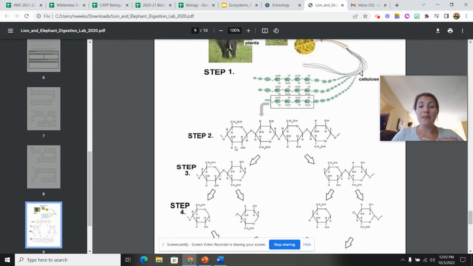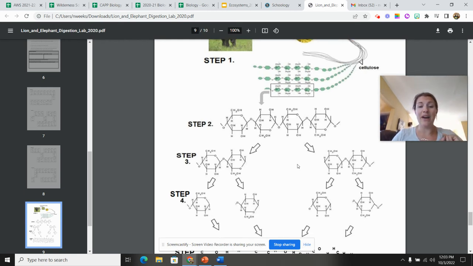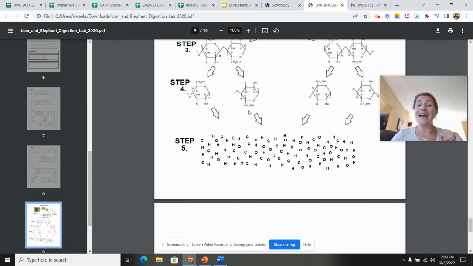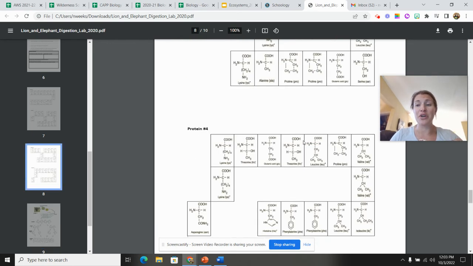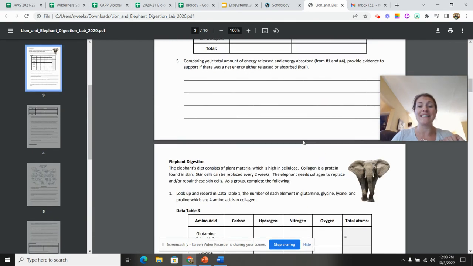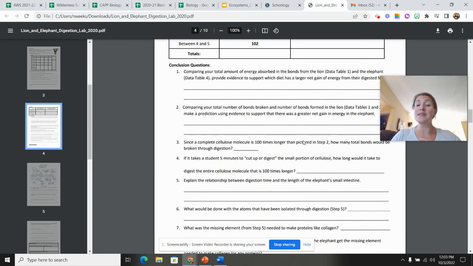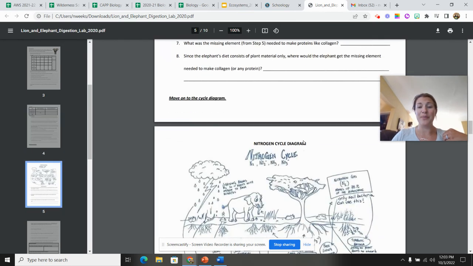So, for example, between step 2 and step 3, how many breaks did we make? We made 1. So we have 1 break right here. Between step 3 and step 4, how many cuts did we make? Well, we made 1 cut here and 1 cut here. I am not going to make you count all of the cuts that we made to get from these shapes to all of these individual molecules. That is counted for you in the lab under the elephant section. So you are then going to fill out the elephant section using everything in front of you.